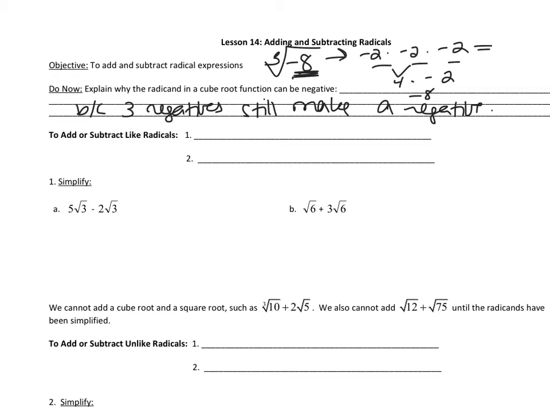Okay. So we're going to go over adding and subtracting radicals. The first thing is easy peasy, adding and subtracting like radicals. Basically, you check that the radicals are the same, and then you add the coefficients. So you check for same radical, and then you add or subtract the coefficients.